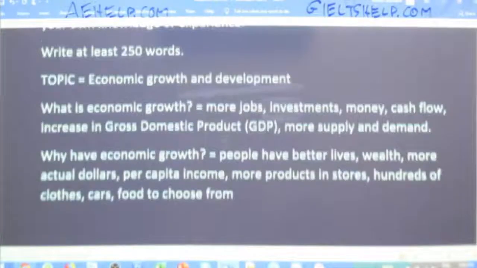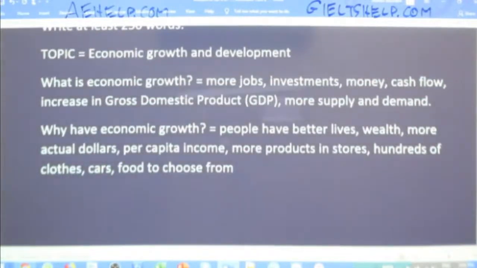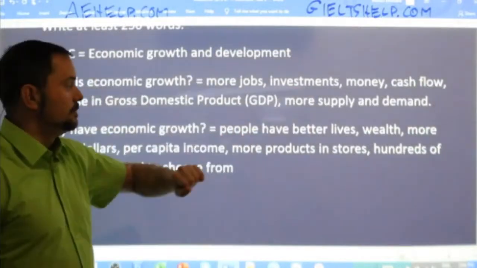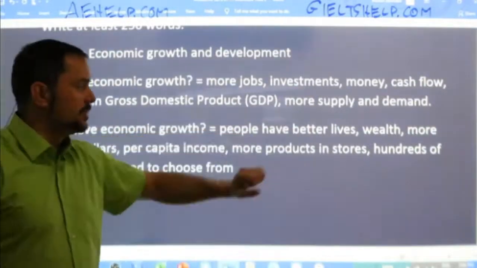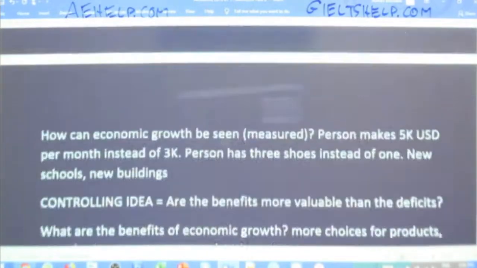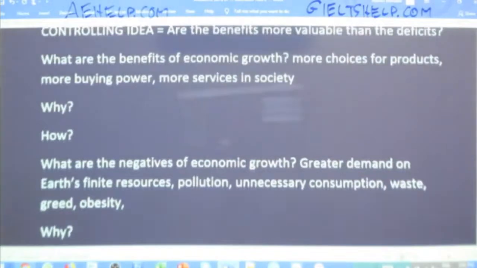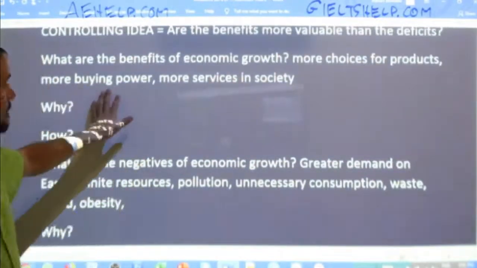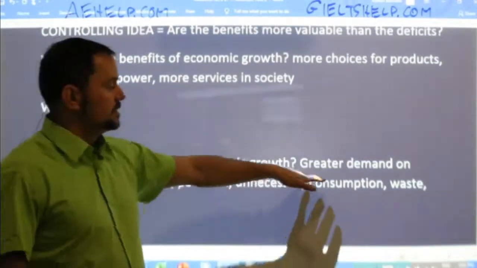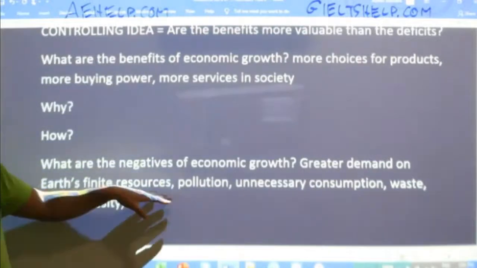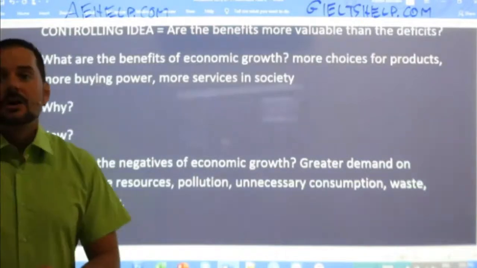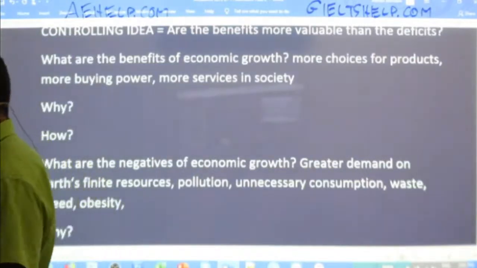And the key pieces we need for that thesis is economic growth, more jobs, investment, cash flow, increase in gross domestic product, leads to better lives, more wealth, more choices of products. The benefits again include more buying power, more services in society. The negatives of economic growth means greater demand on Earth's finite resources, pollution, unnecessary consumption, waste, greed, obesity, or health problems, right?